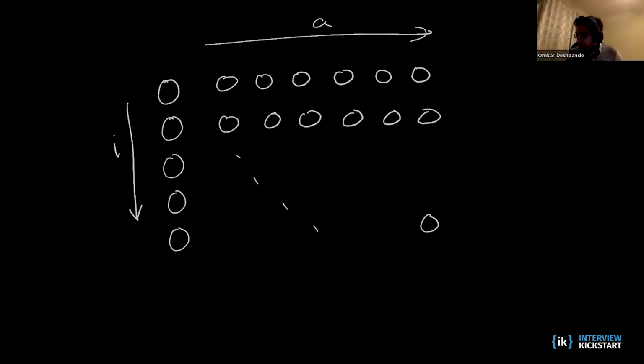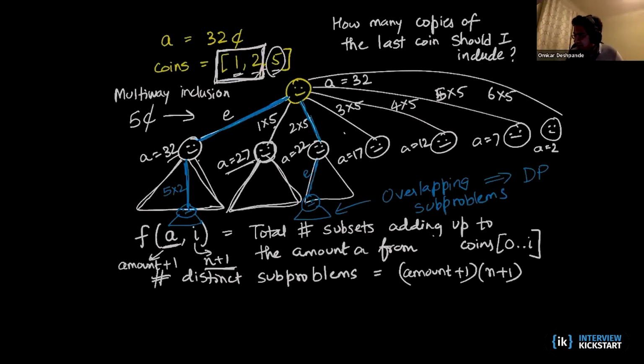And what we are saying is, if we go for this multi-way inclusion kind of approach, then f of a comma I, let's say this is the manager who's trying to solve f of a comma I. He or she will look at coins of I, the ith coin, whatever you want to call it, and try to see how many copies of that coin could be included at max, so that the resulting amount is non-negative.